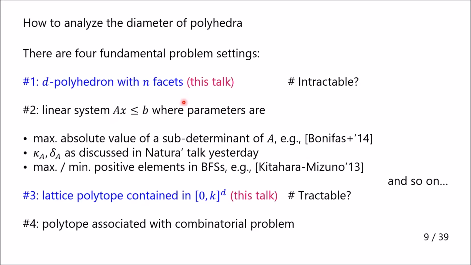The first setting might be very difficult since we have had no major progress for many years, but I want to mention it as it is most fundamental and important.